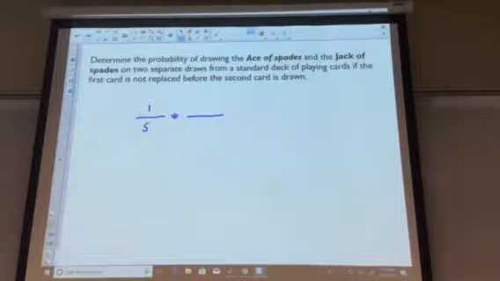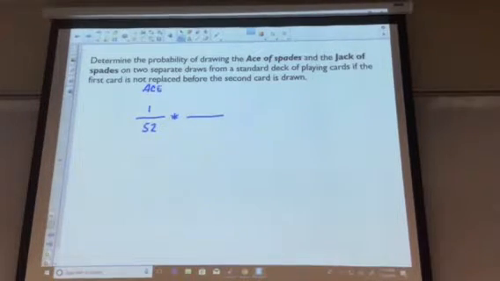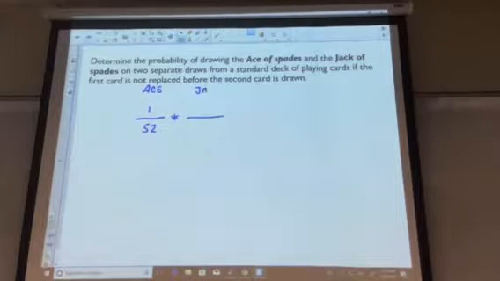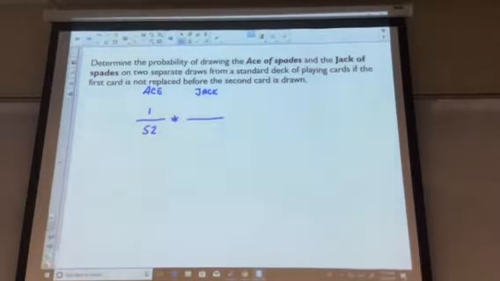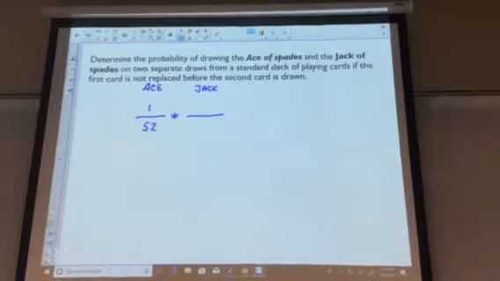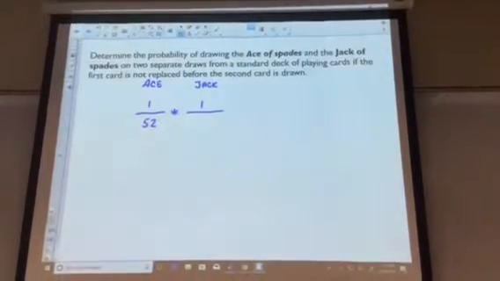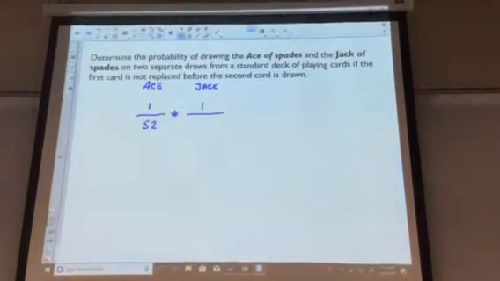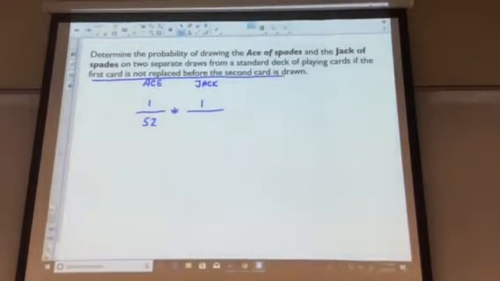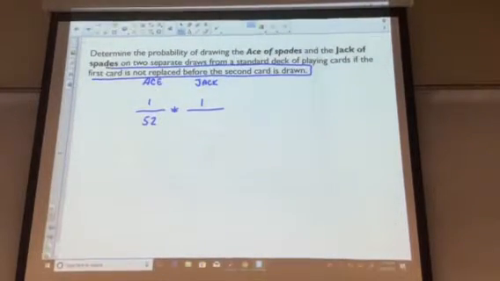1 out of the 52 cards is the ace of spades. And my other need is the jack of spades. How many jack of spades are there? 1. Only 1 out of how many cards? 52. Oh, 51.